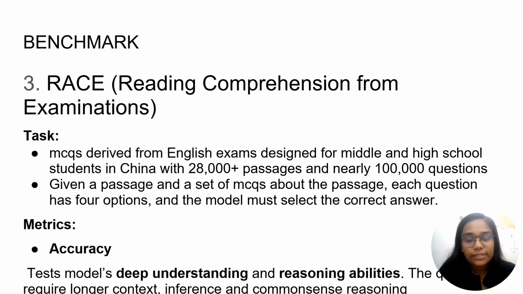The third benchmark is the RACE benchmark, which stands for ReAding Comprehension from Examinations. It consists of a set of questions based on passages where models must select the best answer from multiple choice options. It is a large-scale reading comprehension dataset with over 28,000 passages and nearly 100,000 questions collected from English examinations in China, designed for middle school and high school students. The task assesses both reading comprehension and inference skills, challenging the models to understand complex passages and select the correct answer among several distractors.